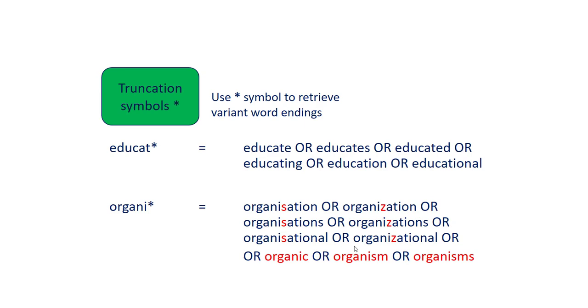Truncation symbols retrieve variant word endings. With the asterisk symbol, you see educat asterisk retrieves any word starting with the stem word educat. In the second example, we may have put the asterisk a little far back in the word, as you'll see the words on the bottom that are highlighted in red may not be what we want, so maybe it'd be better to put the asterisk after the S or Z.